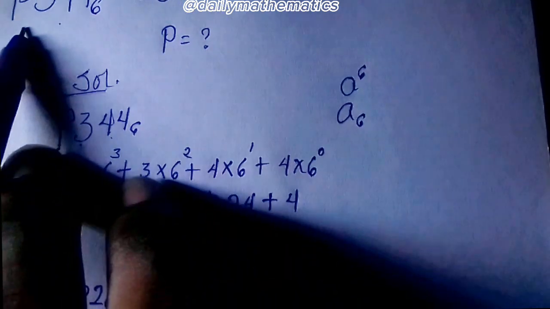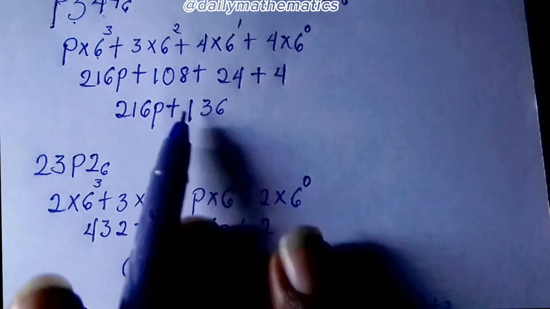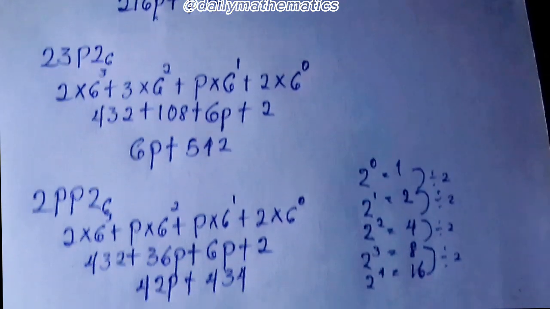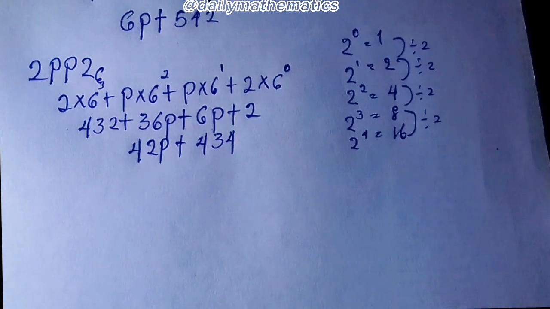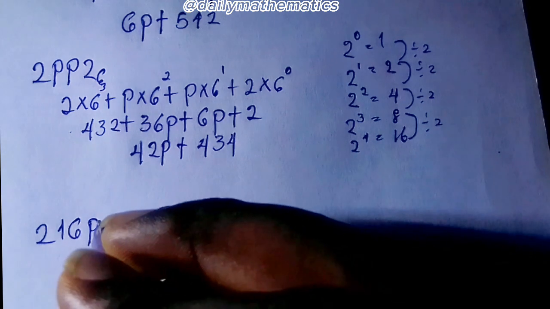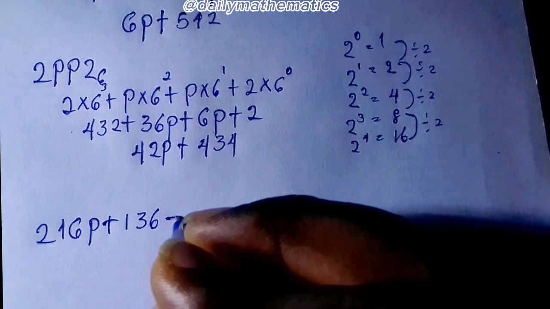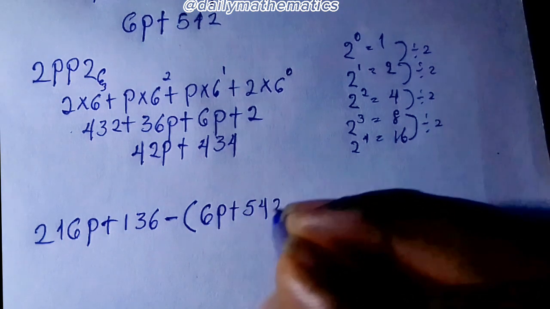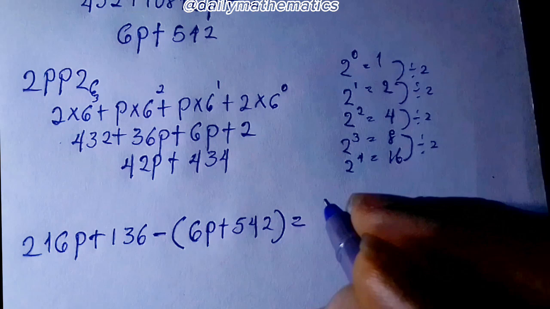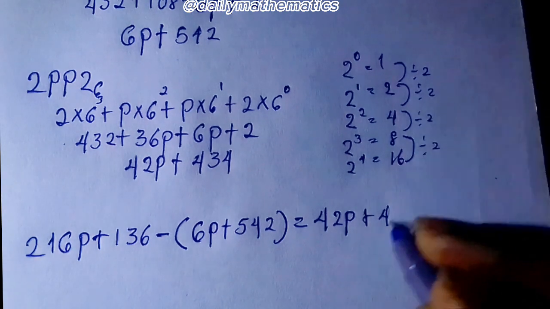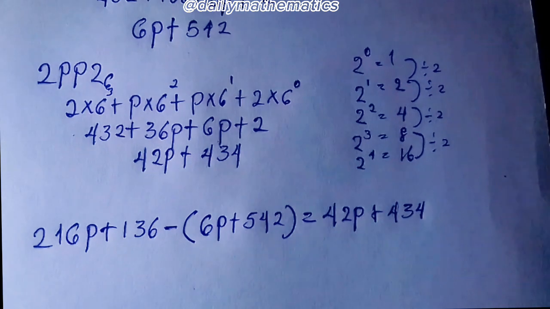And so what was the original question? It says this minus this equals this. So that means the first one minus the second one equals the third one. So let's bring it down. The first one is 216p plus 136, minus the second one, which is 6p plus 542, is equal to the third one, which is 42p plus 434. Right?